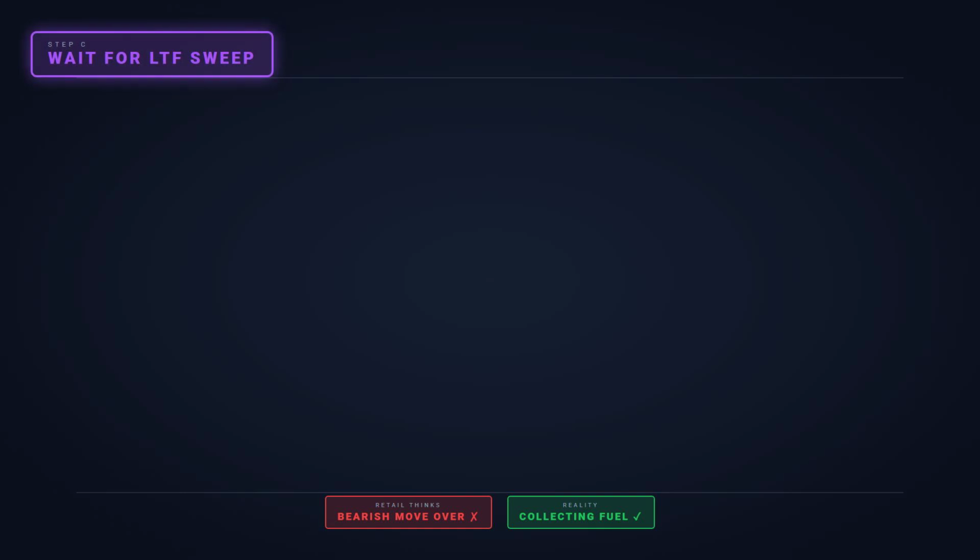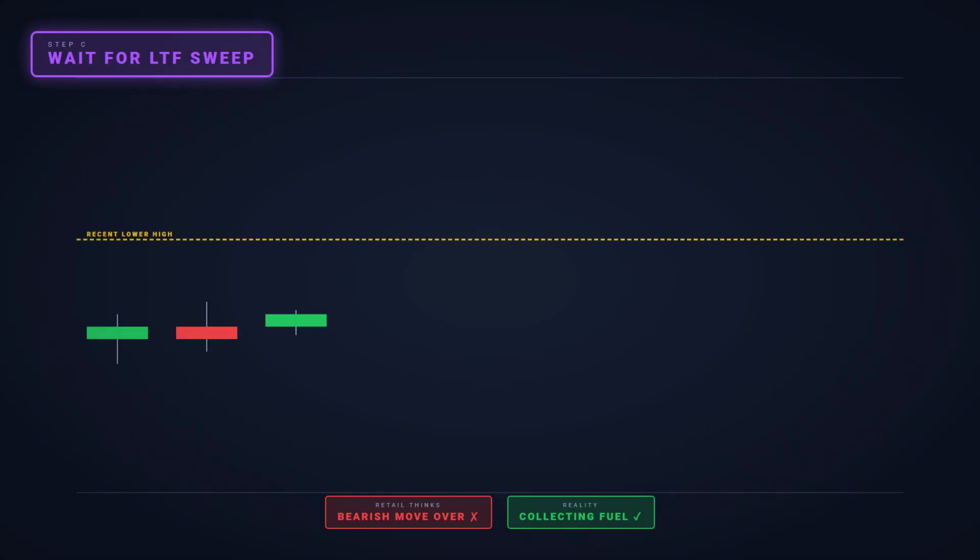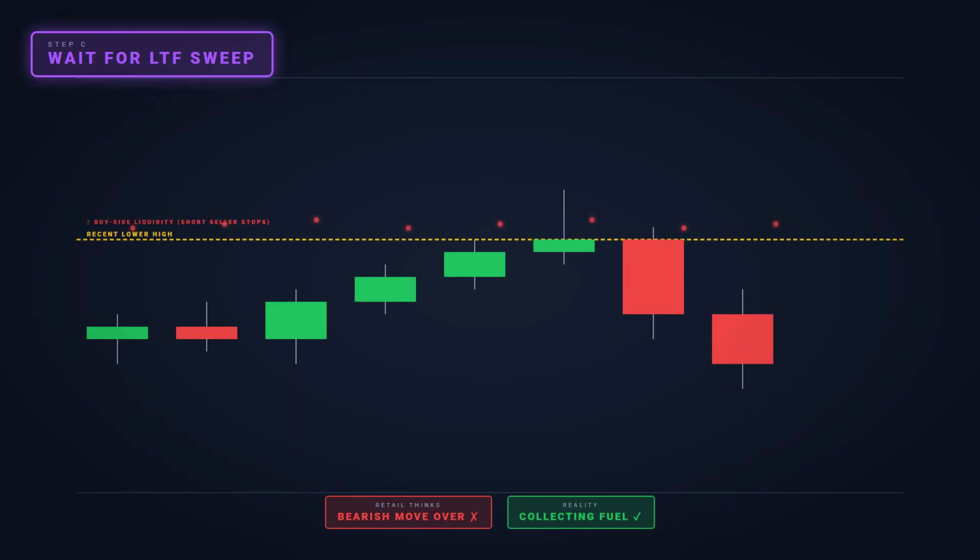Step C, wait for the LTF liquidity sweep. You don't enter at this point. Price needs to engineer a move to collect lower time frame liquidity before it's ready to continue toward the HTF target. In a bearish setup, that means price will typically make a short-term push upward, appearing bullish on the lower time frame, sweeping buy-side liquidity above a recent lower high or equal high. That sweep is price collecting the fuel for the next downward leg.